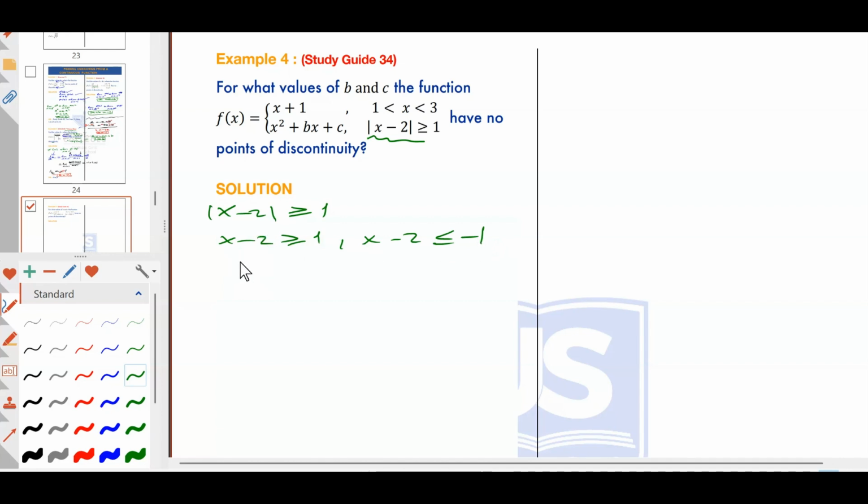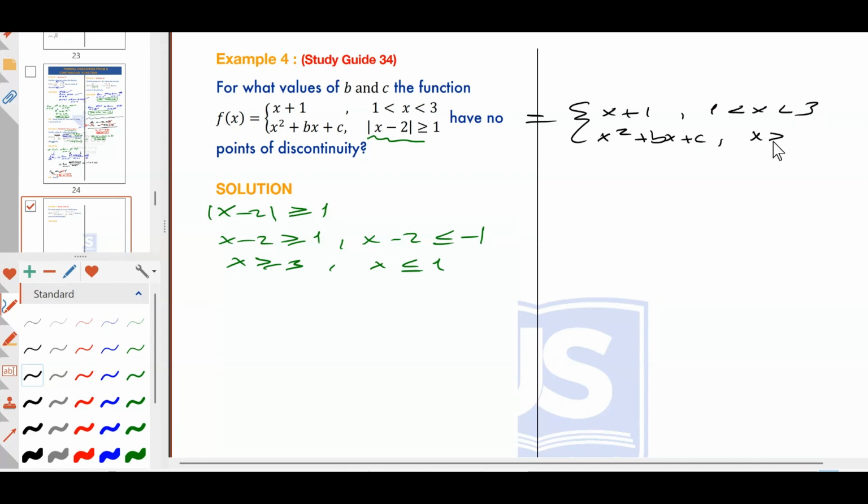So from this case, we have x is greater than or equal to 3. From that case, we have x is less than or equal to negative 2 to the other side, 2, 2 minus 1, 1. So let's rewrite that piecewise function. So it becomes x plus 1. The first situation stays the same. The second condition, the interval part will change to x is greater than or equal to 3 and x is less than or equal to 1.